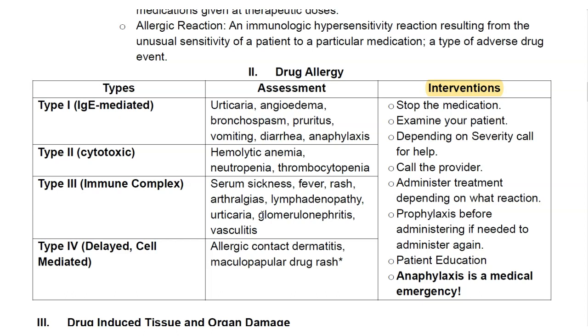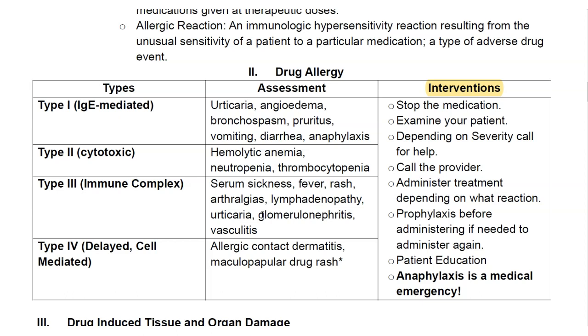Oftentimes, depending on the reaction, you may be able to give some treatment. Prophylaxis before administering some medications may also need to be given. Let's say it's the only medication to treat whatever condition the patient has, but we know that the patient is allergic to it. Sometimes we may give them pre-medication or prophylaxis, a preventative medication that will prevent them from reacting or from a more severe reaction, just to make sure that we can administer that medication for the patient. And so we will have to weigh risk versus benefits.